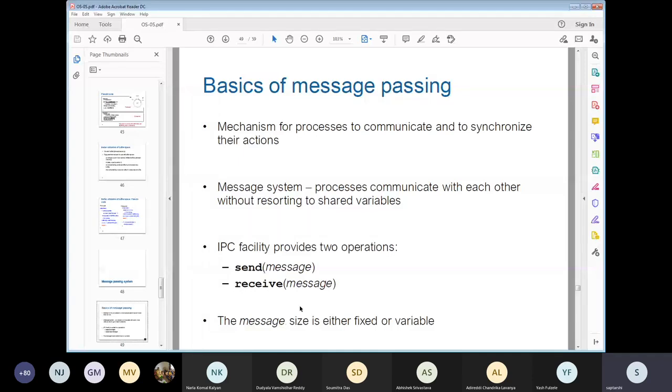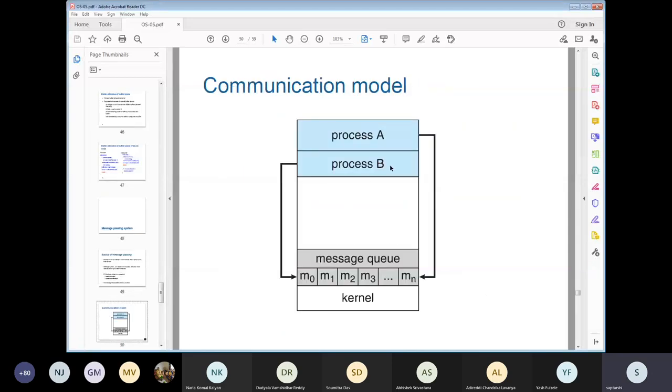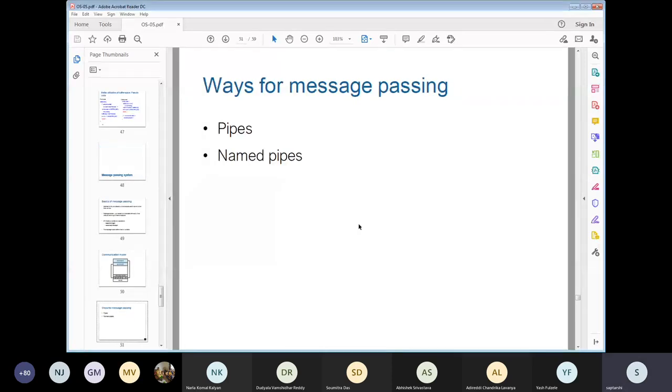Message size is either fixed or variable. Now, this is the communication model. There are these two processes, and there is a particular area, sometimes in the memory, sometimes maybe even in the disk, where this message queue is maintained. So process A can send messages to this, and B can read from it. There are two ways of such message passing: pipes, sometimes called ordinary pipes, and named pipes. Let's discuss these two.